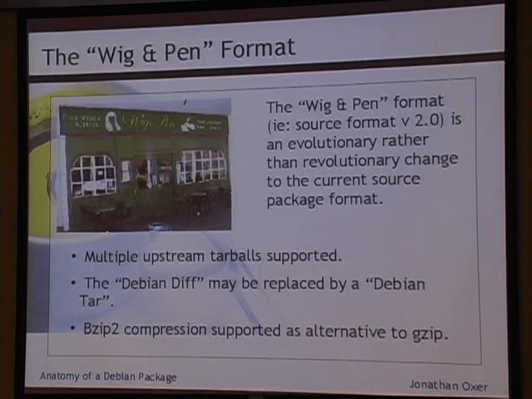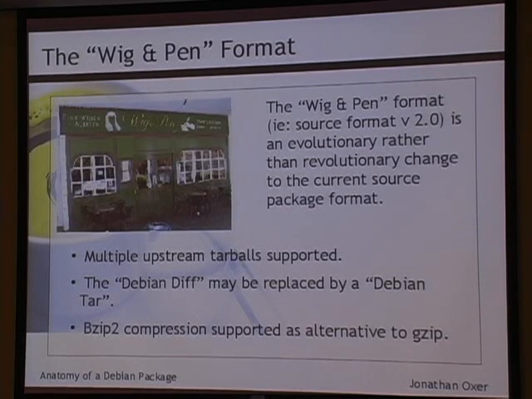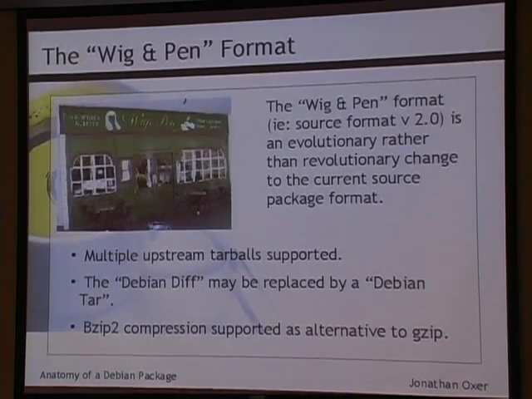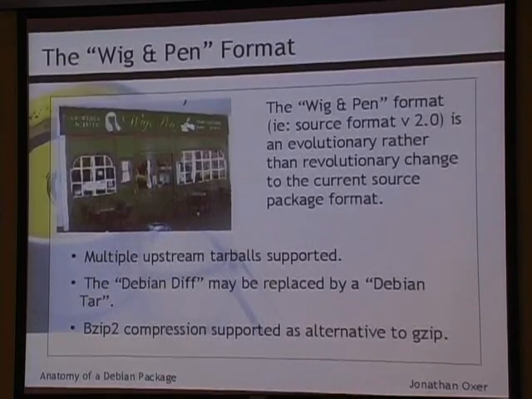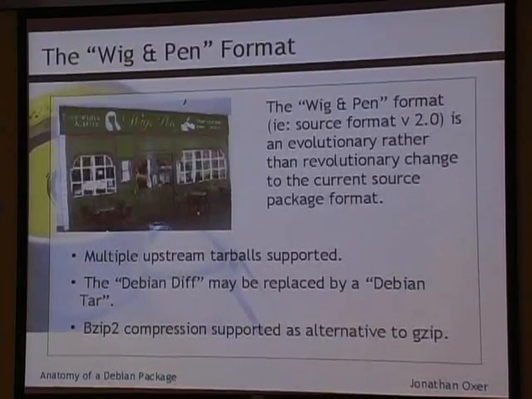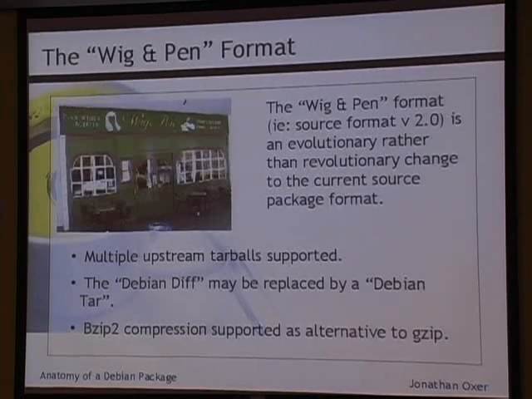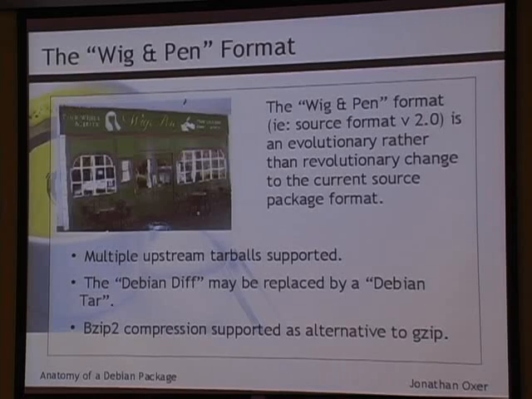Okay, Wigan Pen format. This is a slight change that came about, if you're wondering, at linux.conf.au last year in Canberra. The favourite haunt afterwards was this little pub called the Wigan Pen, and a whole bunch of Debian developers got together and started complaining about some of the limitations within the current packaging format. And they came up with a plan to fix a couple of those problems. For example, by allowing bzip2 compression and allowing a tarball to be used instead of a simple diff file.